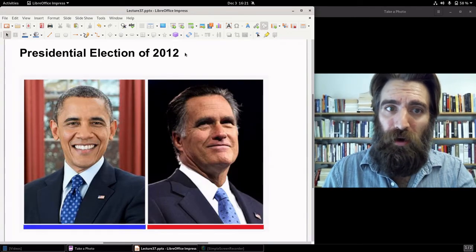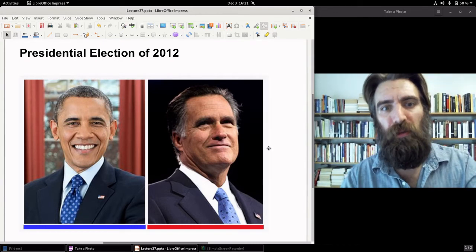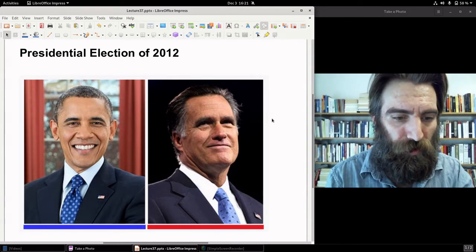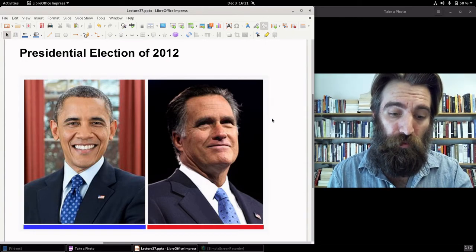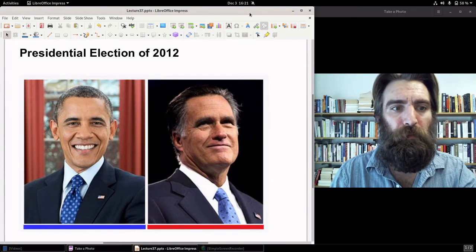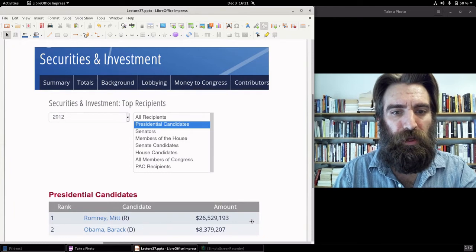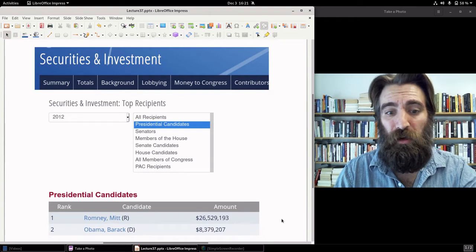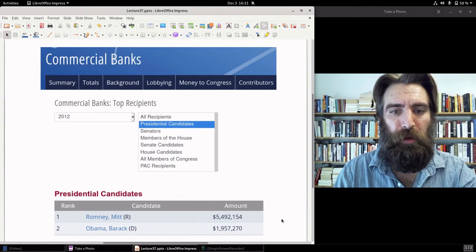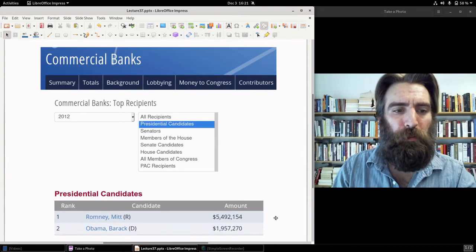Now, in 2012, interestingly, the banks go to the Republican side, and Romney vastly outraised Obama among the financial sector. Securities investment. Look at that. Mitt Romney raised $26.5 million. Obama just over $8 million. Commercial banks. Wow, look at that. Romney just killed Obama among donations from commercial banks.